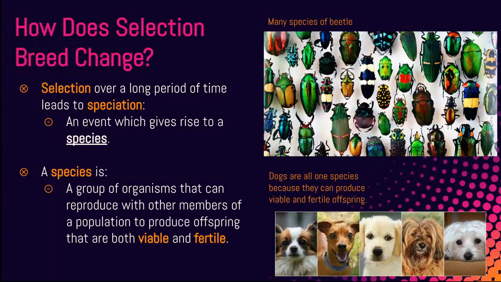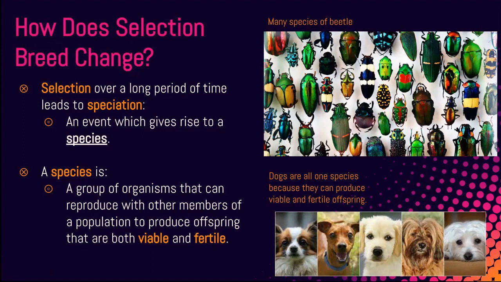How does selection breed change? Selection over time leads to speciation, and speciation is the event that gives rise to a new species. There are two characteristics that we need to know that define what a species is, at least biologically. It has to be able to create offspring that are both viable and fertile. Viable means able to survive and healthy, and fertile means it can create an offspring that is able to then also turn around and reproduce too, one that's not infertile.